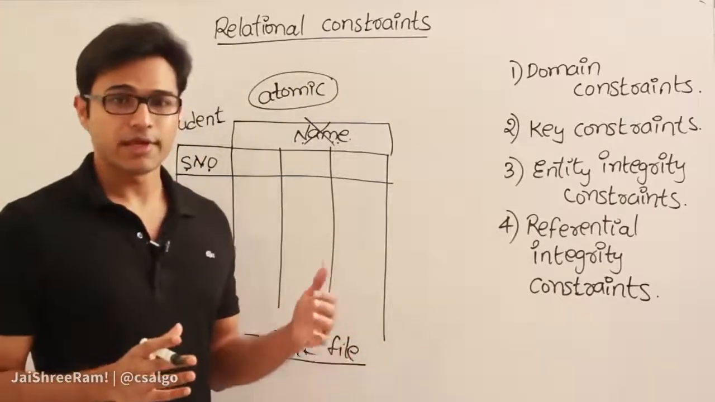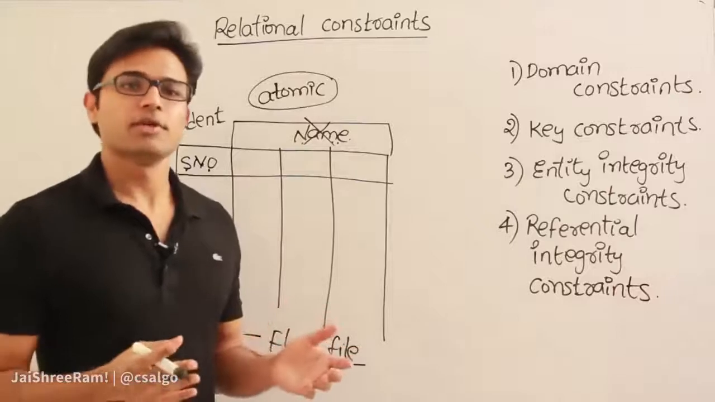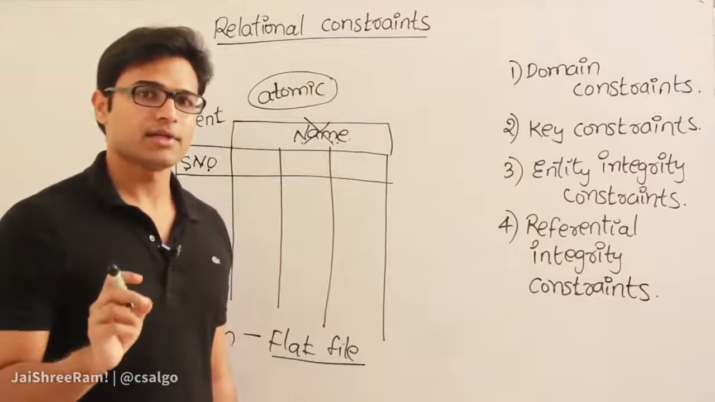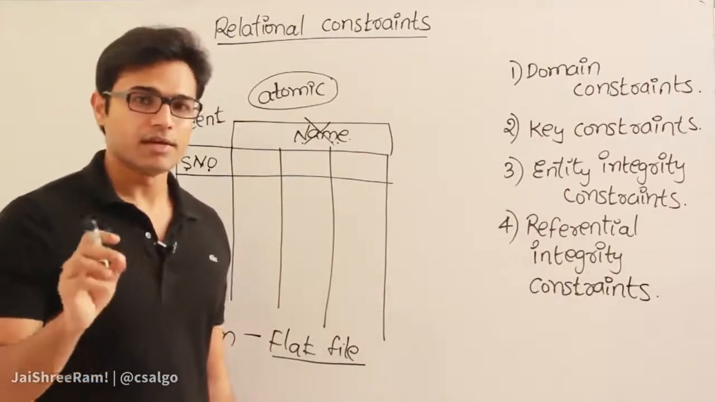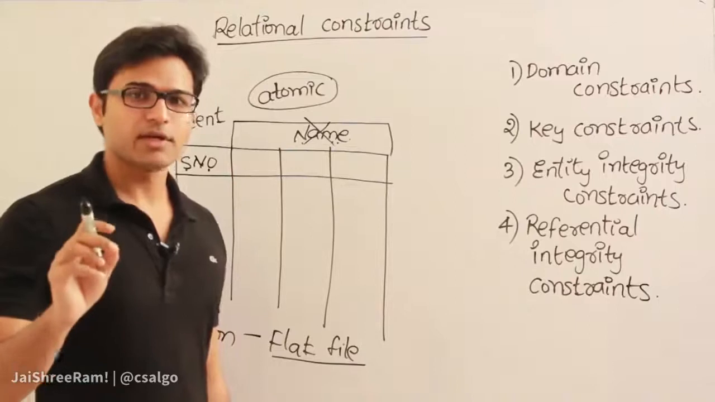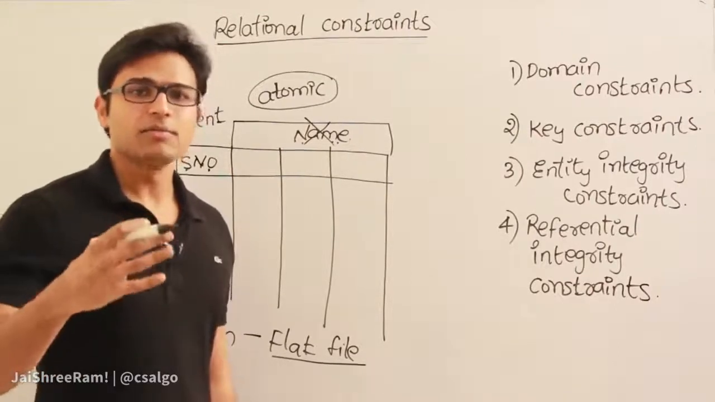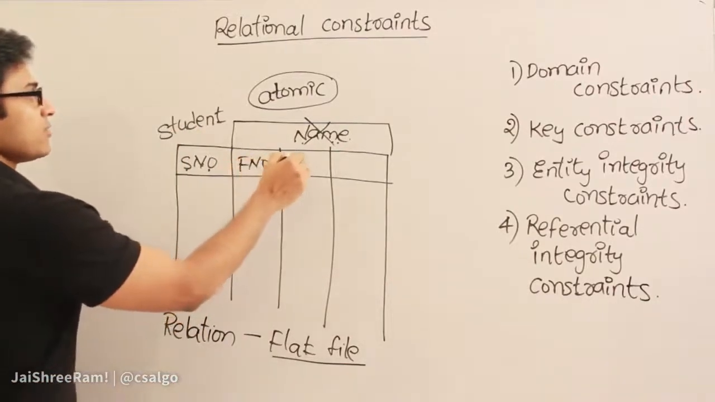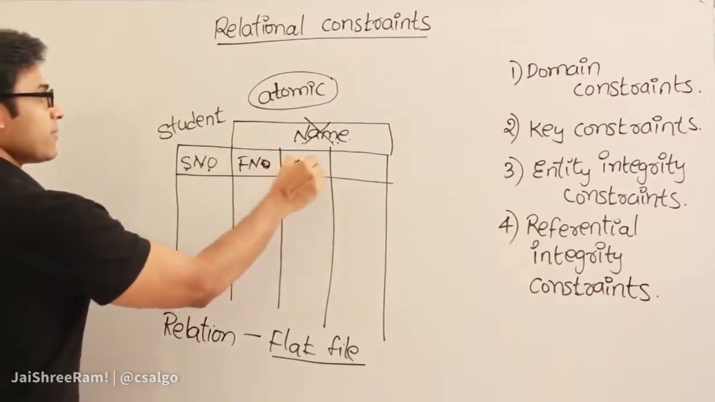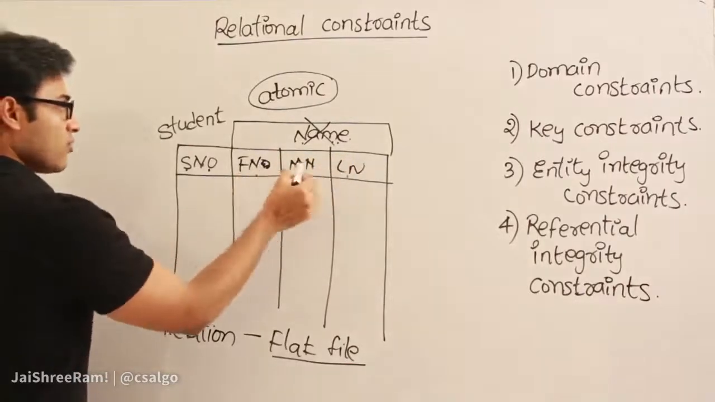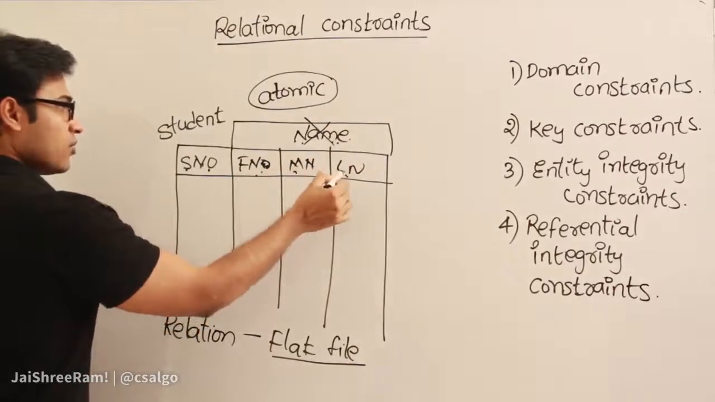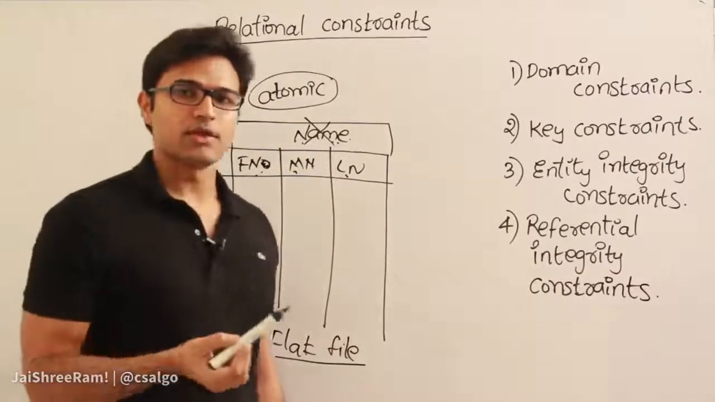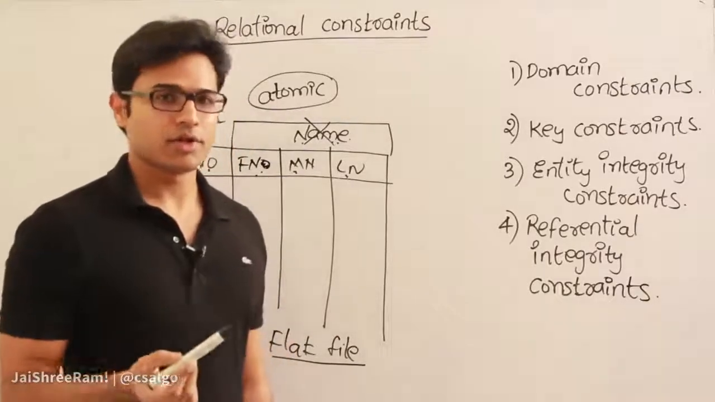For example, if you take name, name can be further divided into three parts: first name, middle name, and last name, right? So whenever you have such an attribute as a name, it is better that you split that composite attribute into simple attributes. So instead of having name, you are supposed to have first name, maybe middle name, and last name. This is allowed. What I mean to say is, every domain should contain atomic values. You are not supposed to allow composite attributes. You are supposed to allow only simple attributes.